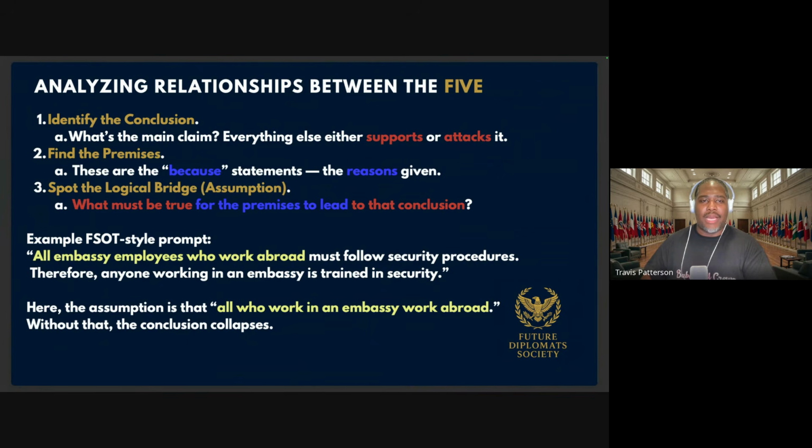That's essentially how you test logic. You look for what's missing between the premise and the conclusion. So, advanced logic skills.